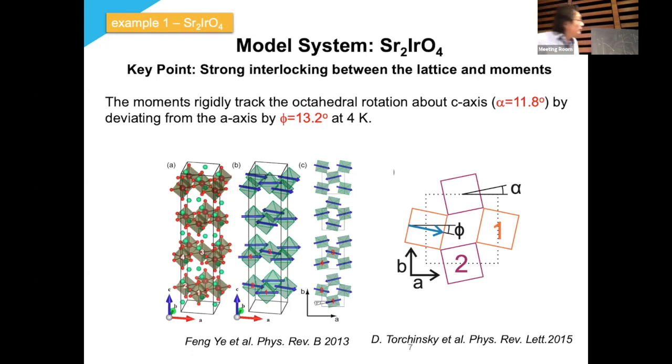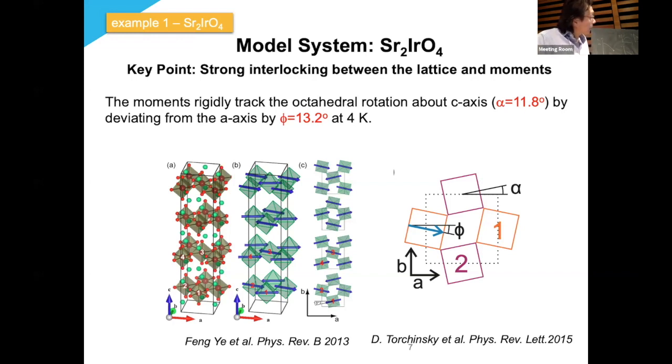It is well known, and one of the major structural features of this compound is an octahedral rotation about the c-axis by about 12 degrees. This is a busy picture, but you will see there is rotation here. There is no tilting in this compound. Later, neutron diffraction results also observed that the magnetic moments deviate from the a-axis by a similar degree, about 13 degrees at 4 Kelvin.